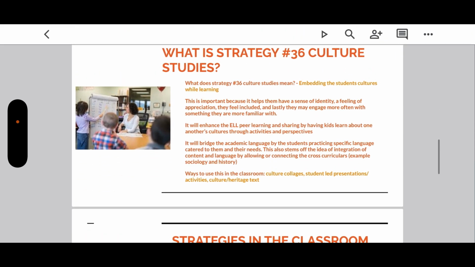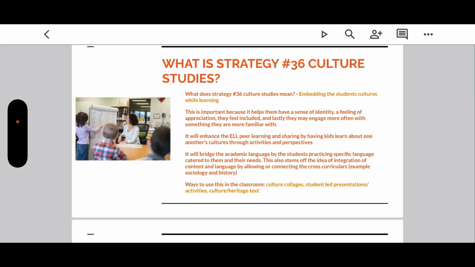So, what is strategy number 36? This is culture studies. That means that you are embedding the students' cultures while they're learning. So, this is important because it helps them not only have a sense of identity, like I mentioned earlier, but it also helps them have a feeling of appreciation.